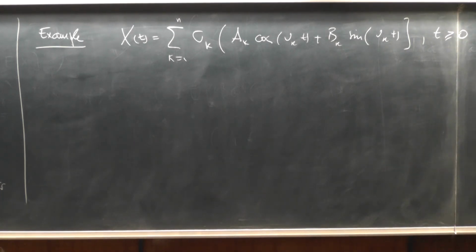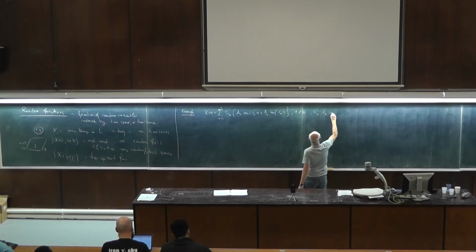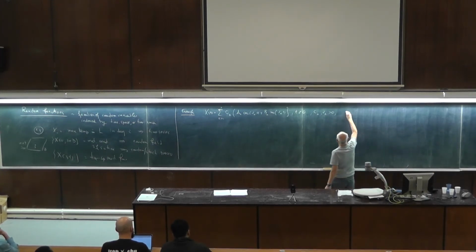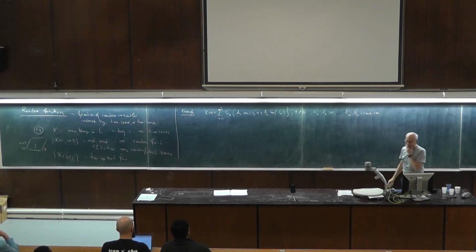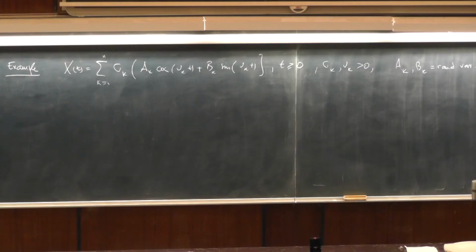Or say time positive, where sigma k and mu k are constants, and A_k, B_k are random variables. Okay? Of course, you've seen something like that. If you don't think that A's and B's are random variable, this is a truncated Fourier series, right? Which you can write for any continuous function on a bounded interval. So you know precisely what that is. All I did, I put a small twist on it. I made these coefficients random.